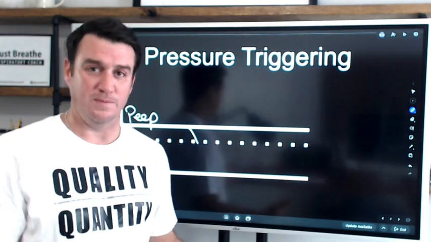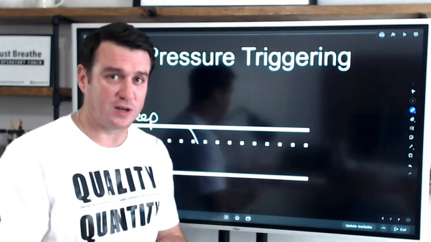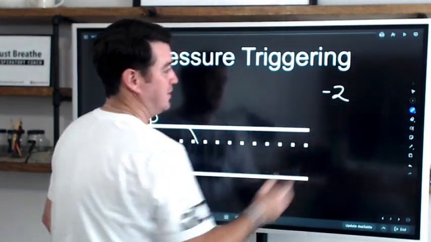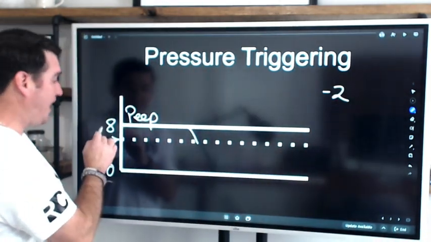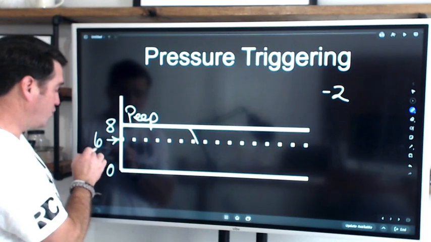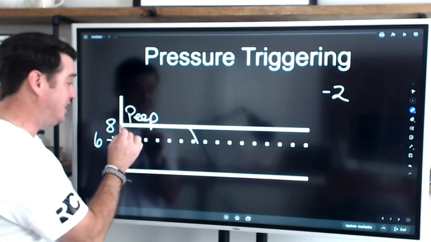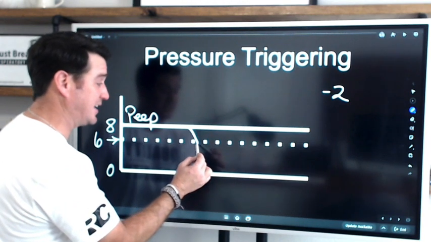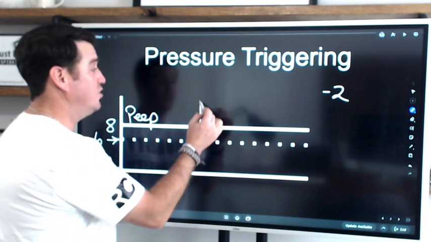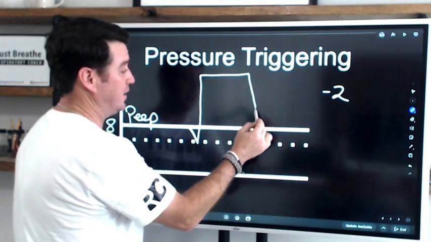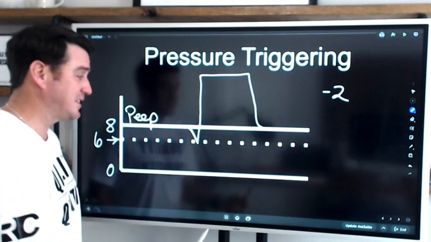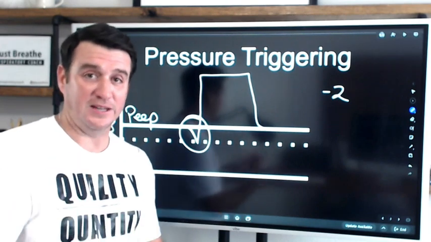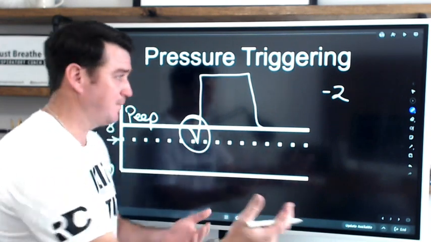Well, what does that mean, Joe? Well, it means whatever you have your pressure trigger set to. So let's say you have it set to -2. Well, that means if you're starting at 8, then this pressure trigger is going to be recognized in a drop of 2 centimeters of water pressure, which is going to take us down to 6. And the ventilator says, oh, you must want a breath. Then I'll give you one. And it returns back to baseline. This right here is the recognized patient pressure triggered, okay?